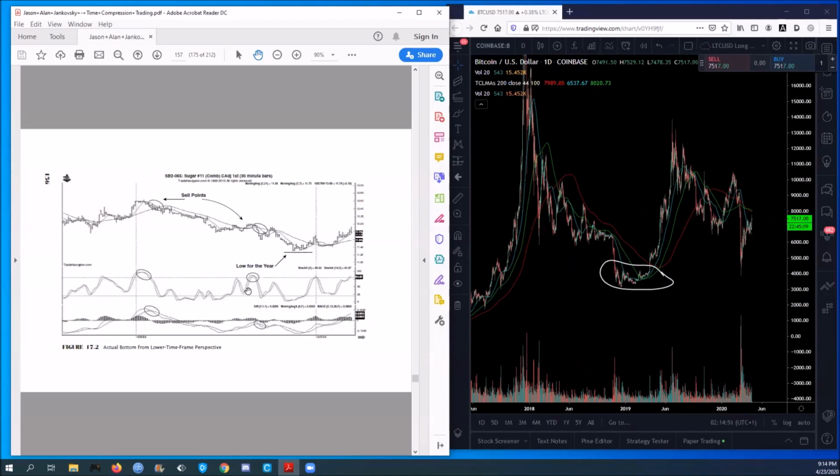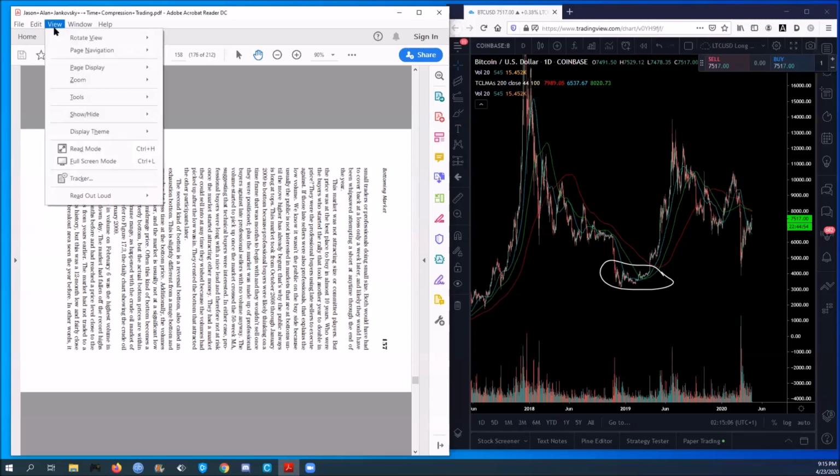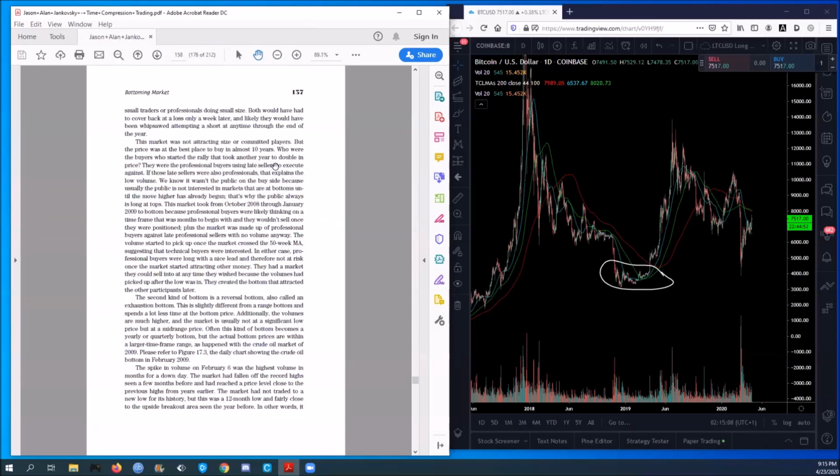So let's go back and look at, here's another picture he shows where there's a low for the year, and he uses the stochastic here to give us a little bit of a different picture about how it just died and went flat. And it didn't pick back up again until the turn started to change, sentiment started to alter. So let me get back in here real quick. I got to keep moving quickly because I don't want to go all night. But the market was not, so in the example that he gave us, the market wasn't attracting size or committed players. The price was at the best place to buy in almost 10 years. Now, this was not the case. It was the best place to buy in 1 year, 1.5 years, okay?